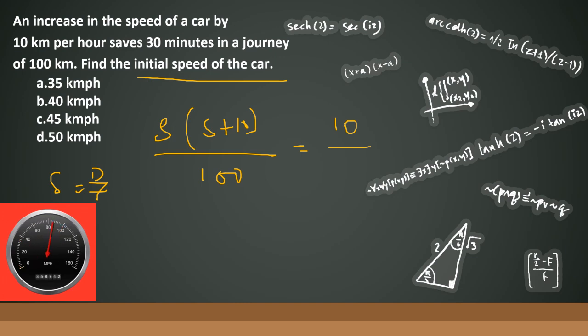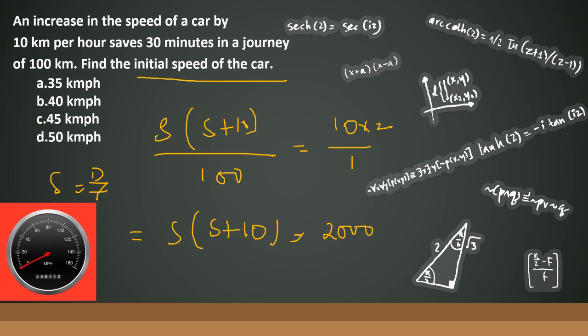So 1 by 2 I'll take. So I'll put 1 here and multiply 2 on my numerator. So S into S plus 10 will be equal to 20 into 100, just 2000. Again, I don't go by the regular quadratic equation.